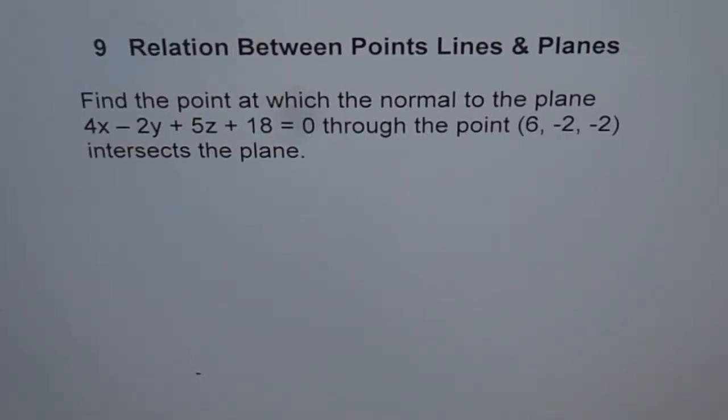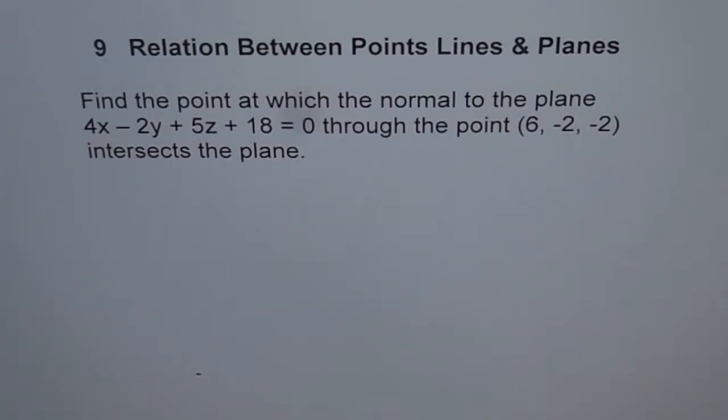Chapter 9, Relation between points, lines and planes. Find the point at which the normal to the plane 4x minus 2y plus 5z plus 18 equals 0, through the point (6, -2, -2), intersects the plane.